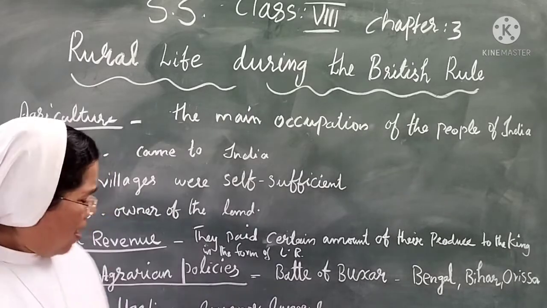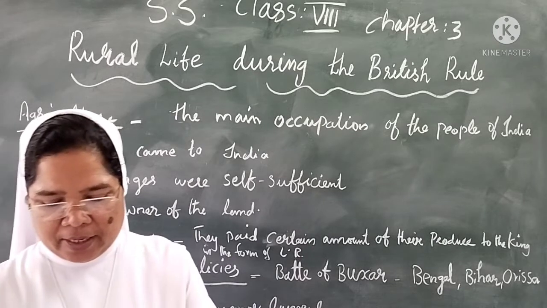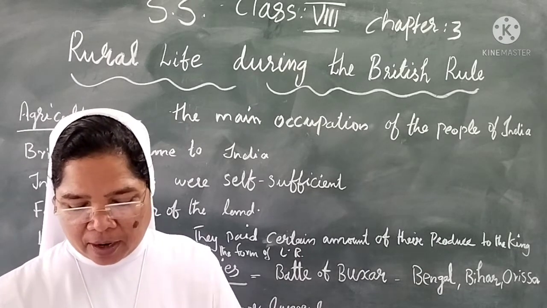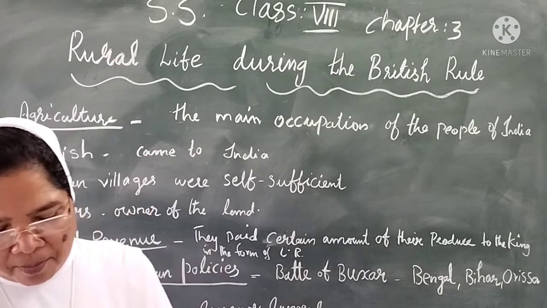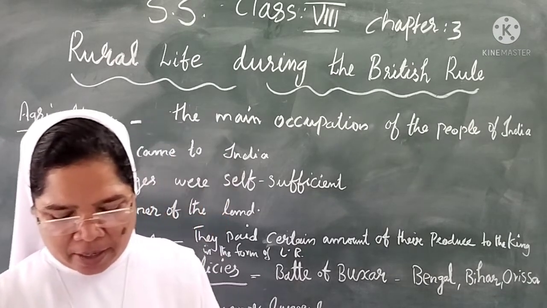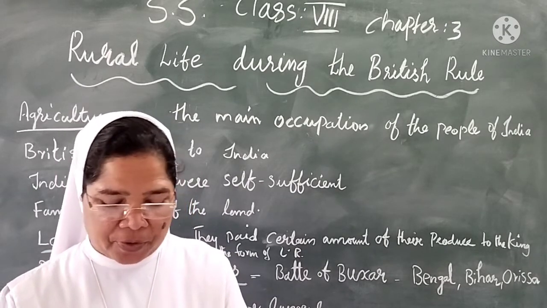When Warren Hastings was the Governor General, the company gave the right to collect the revenue from an area to the highest bidder. But this system failed as the bidders paid much more than what the land could actually produce.